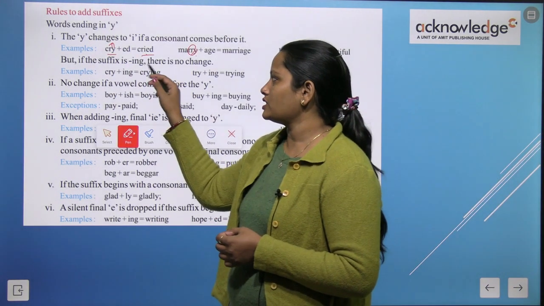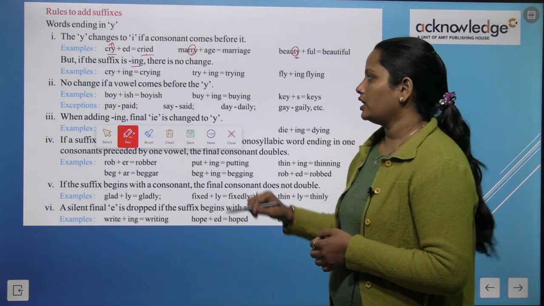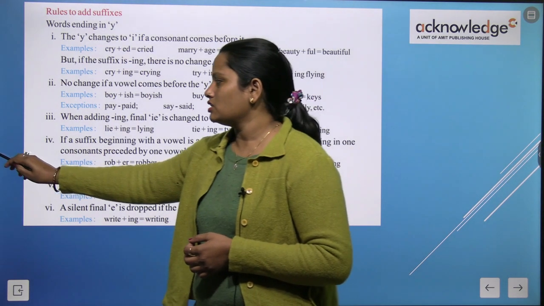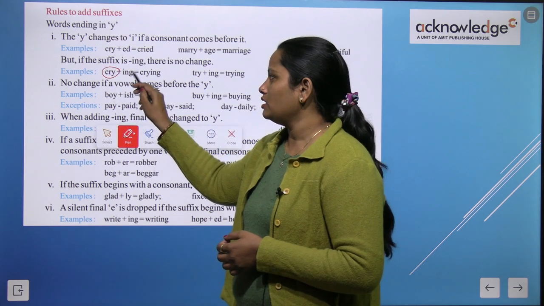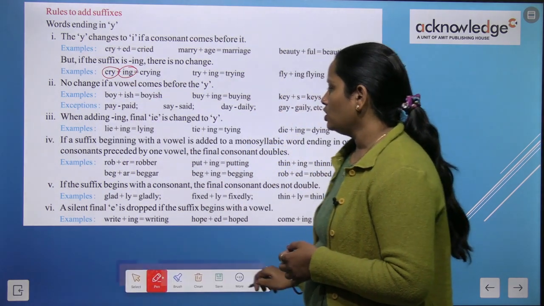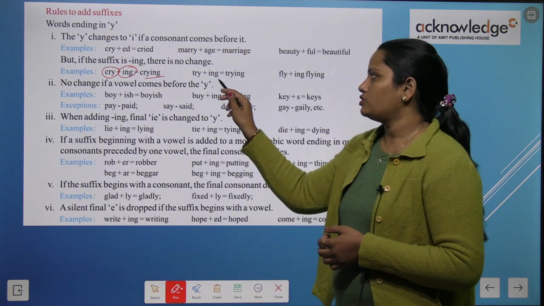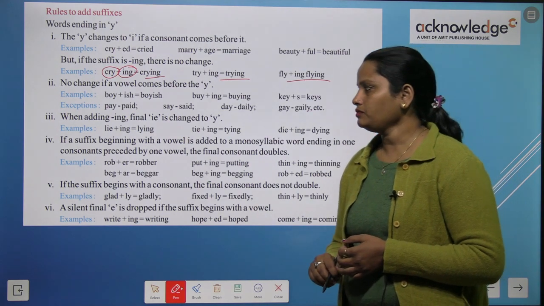But if the suffix is ing, then no change. लेकिन अगर suffix में ing लगाना है तो हम कुछ भी change नहीं करते. For example, here you can see cry में हमने ing ऐड करना है, तो हमें क्या करना है? Cry plus ing becomes crying. Cry becomes crying. Fly becomes flying.